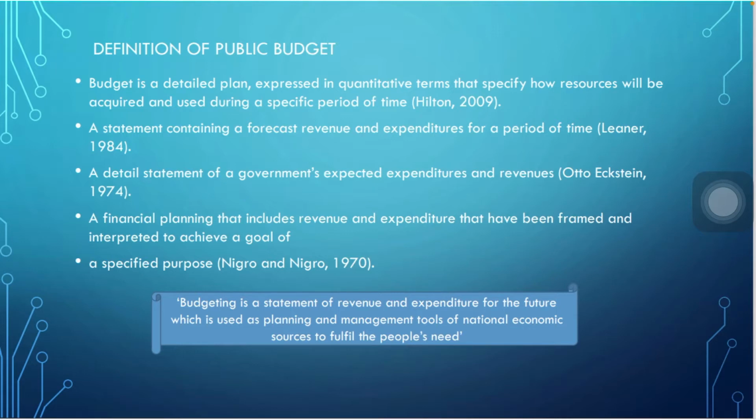So basically, we all know that every single thing we do involves budgeting. No matter what, even when you want to go on a holiday, you do a budget presentation. So in the Malaysian context, every year we have a budget presentation, presented by our Ministry of Finance. National economic sources. So sources, sumber. Our main source is tax. Tax that is collected from the rakyat.